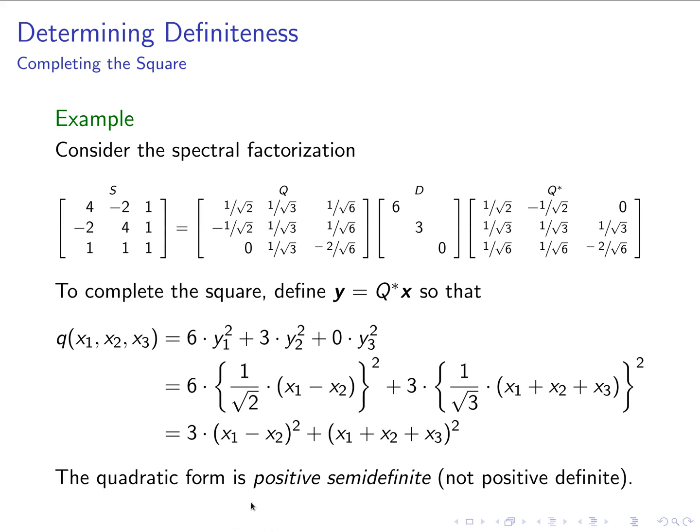So one thing to note here is that this quadratic form is positive semi-definite because the eigenvalues are 6, 3, and 0, which are all non-negative. But this is not a positive definite quadratic form because one of the eigenvalues is 0, which is not positive.